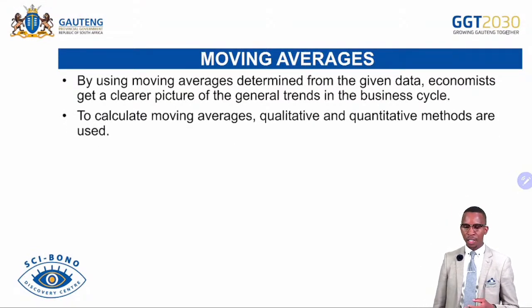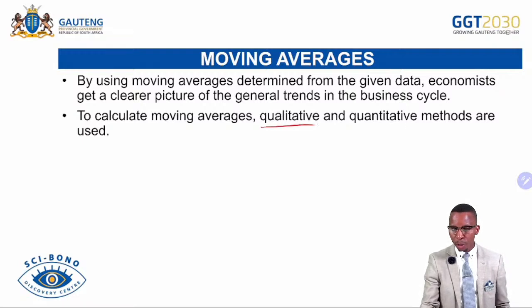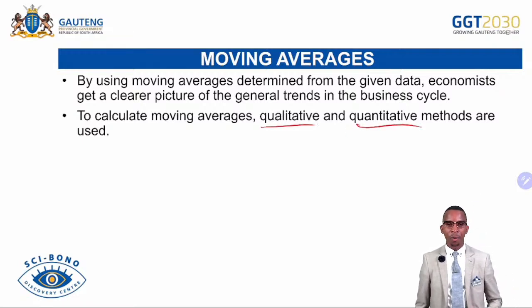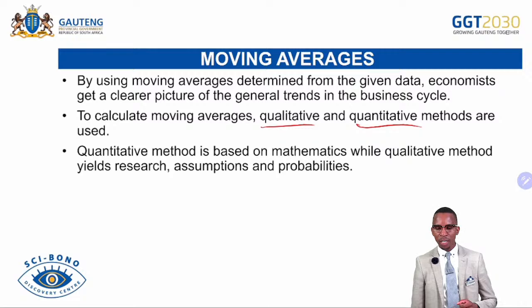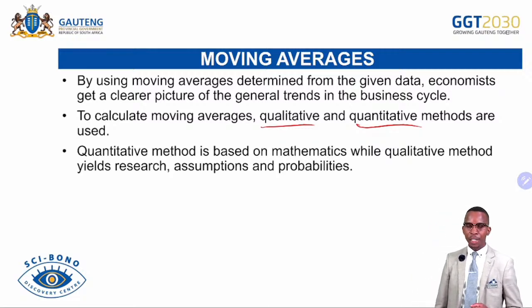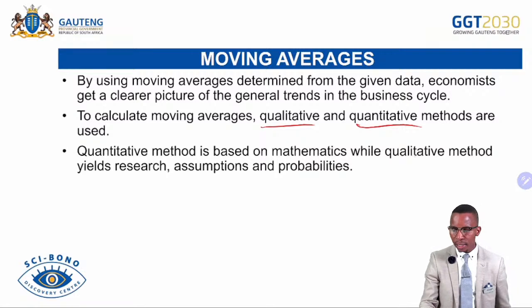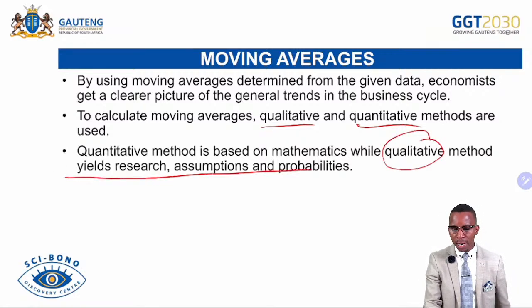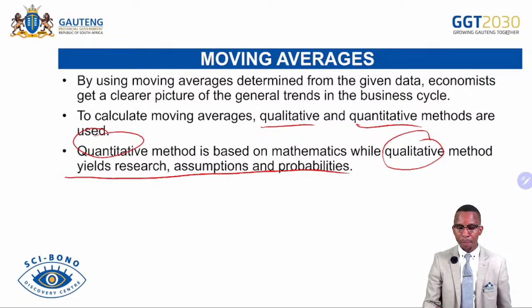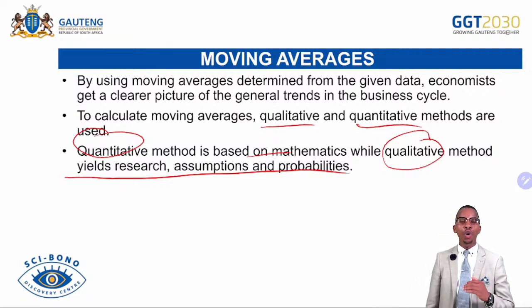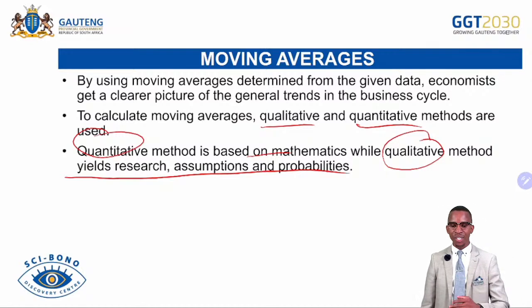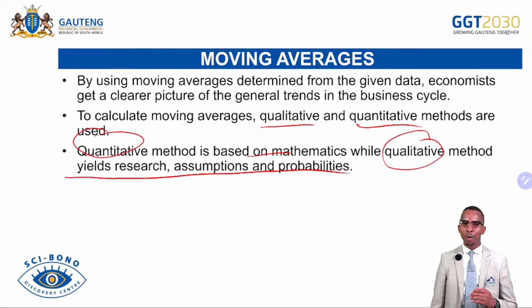So to calculate moving averages, the qualitative method and the quantitative method are used. Like I've mentioned before, we use both. The quantitative method is based on mathematics, while the qualitative method yields research, assumptions, and probabilities. So under qualitative, it is mostly assumptions. There is not much information provided. But the quantitative method is mostly preferred because it deals with maths or mathematical methods. Whenever we are dealing with moving averages, we can calculate and measure economic trends. Using predictions or assumptions will not give us proper information. Probabilities are not always good.